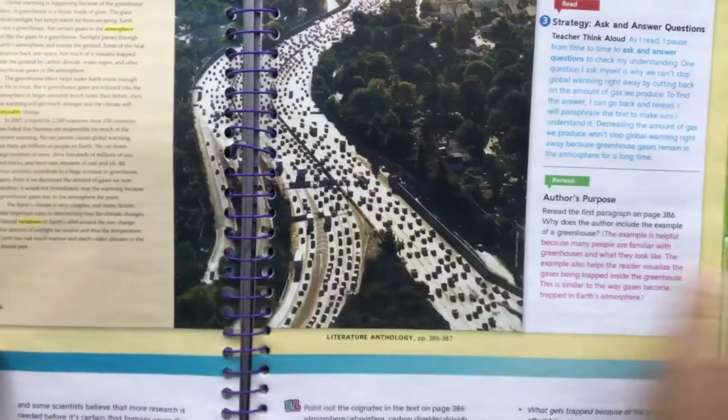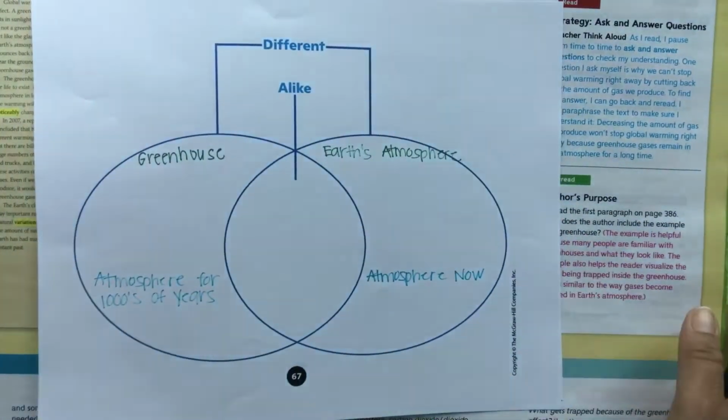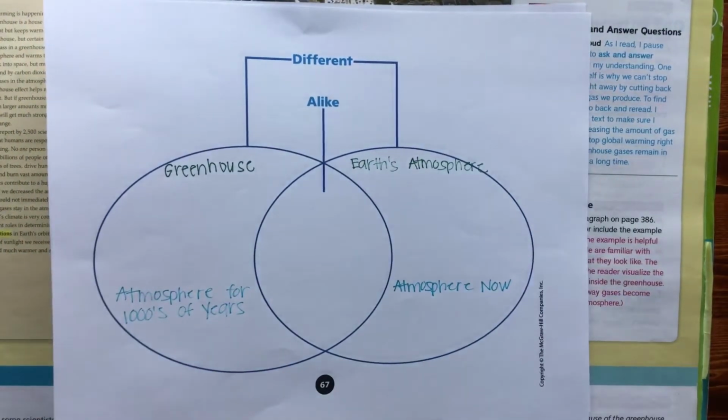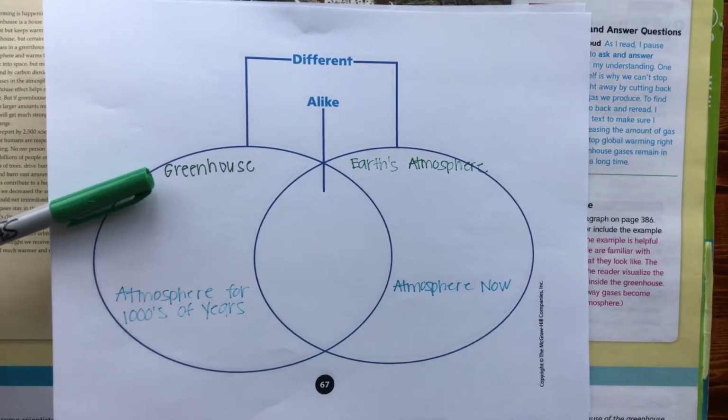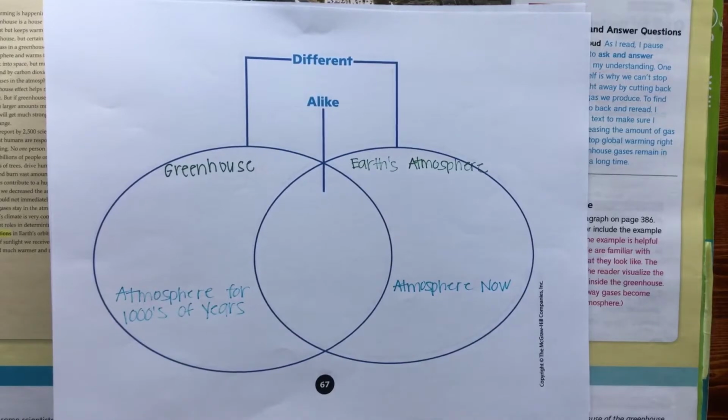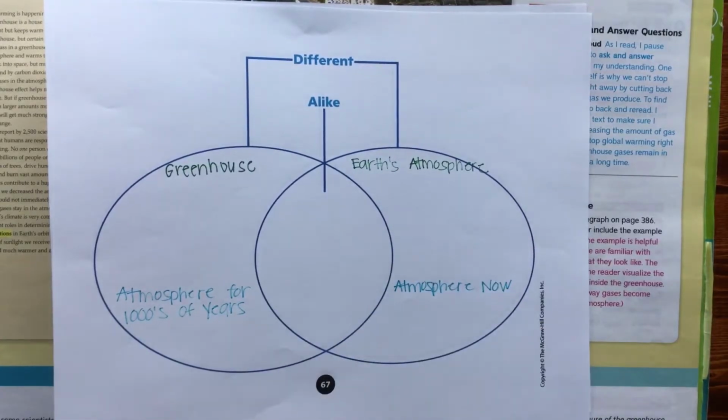So, scooch my book over. That's the first thing that I want to compare and contrast. So I'm going to use my graphic organizer. Now, if you're at home and you're following along, you can also draw this graphic organizer so that way you have this information as well. But I want to compare a greenhouse to the Earth's atmosphere. So my question that I'm thinking about is, how is Earth's atmosphere similar to a greenhouse? How is it different?